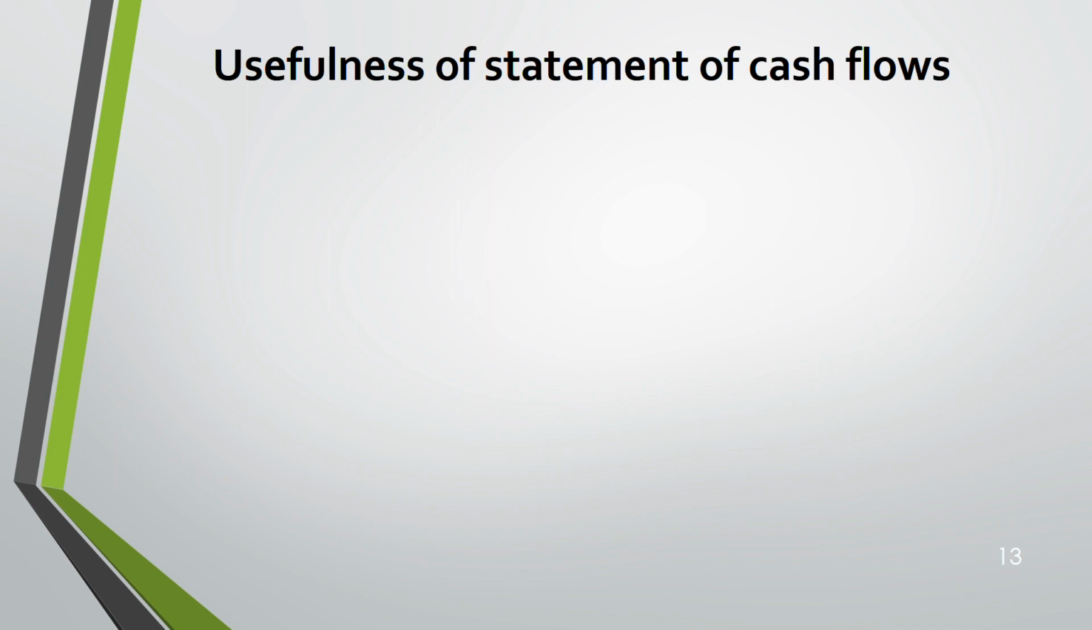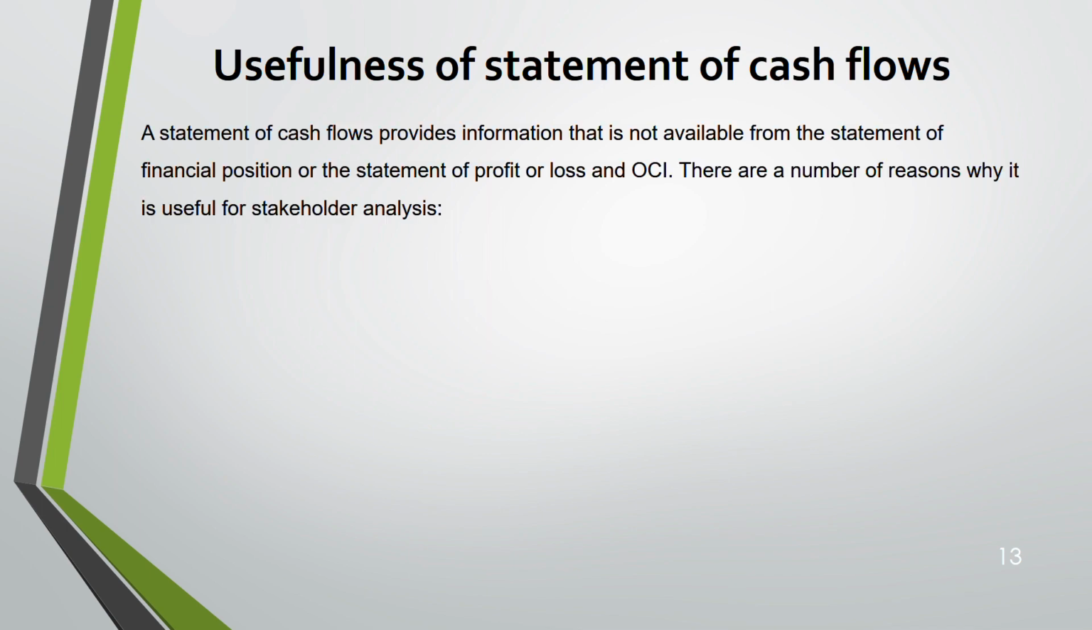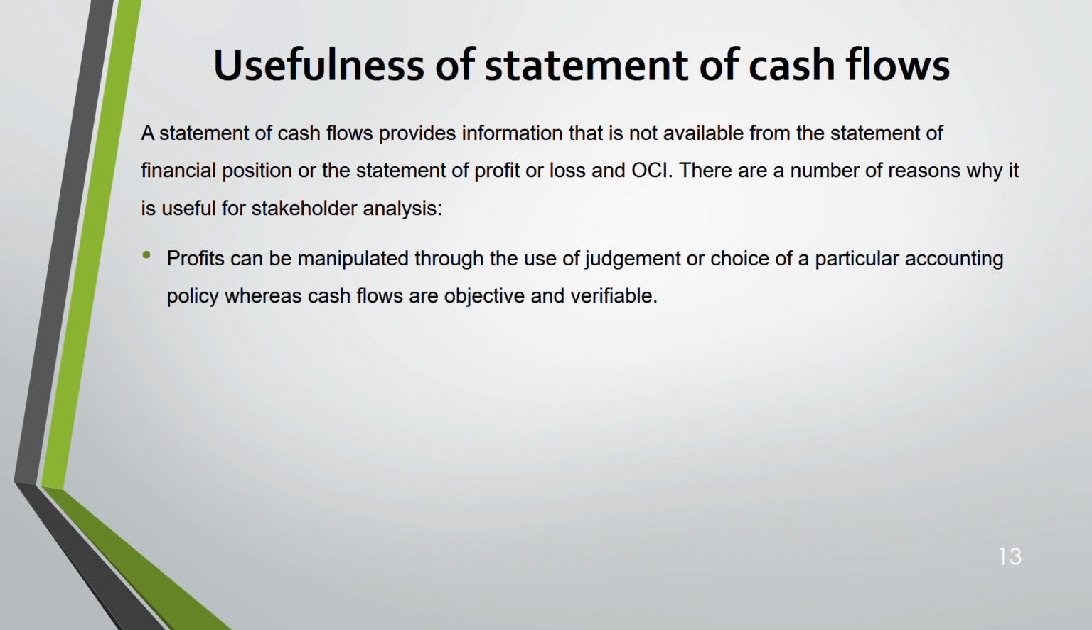Usefulness of the statement of cash flow. Now, not everything you can pick from the statement of profit and loss and OCI or the statement of financial position. That's why stakeholders need this. There are reasons for it. Number one reason, unlike profit, cash cannot be manipulated. Why? Because to calculate profit, you are using so many accounting policies, right? There you have a judgment and you have to make a choice. But cash flows are objective and you can verify them.